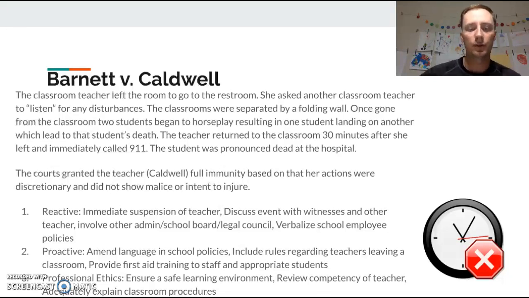Obviously, we have to ensure a safe learning environment through supervision. And then I would review the competency of the teacher, making sure that she is capable of doing her job and understands our rules. And then adequately explain classroom procedures. Students need to be frequently reminded about classroom procedures, and I guess so does the faculty in this situation. So making sure that everyone's on board with what is expected from the school district.